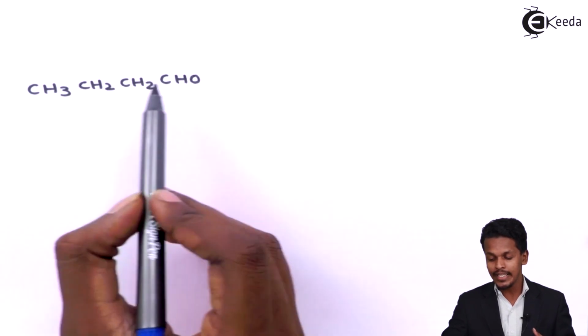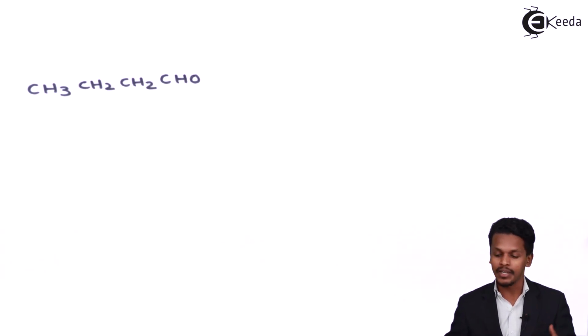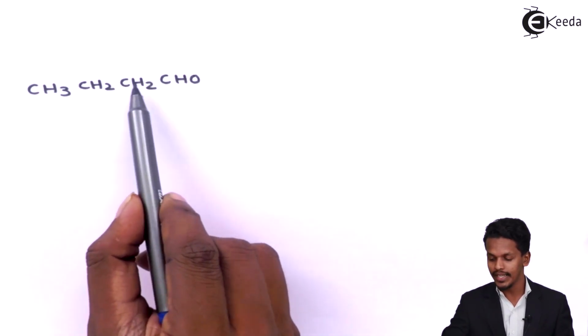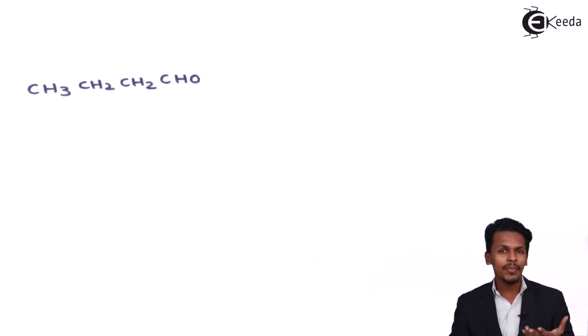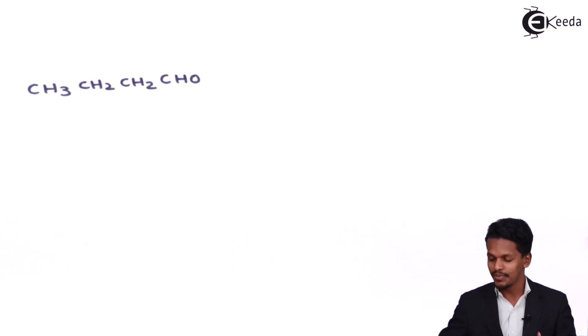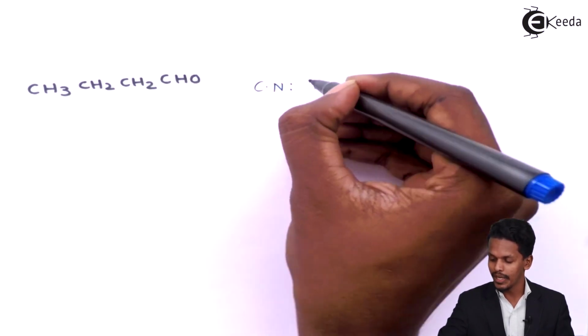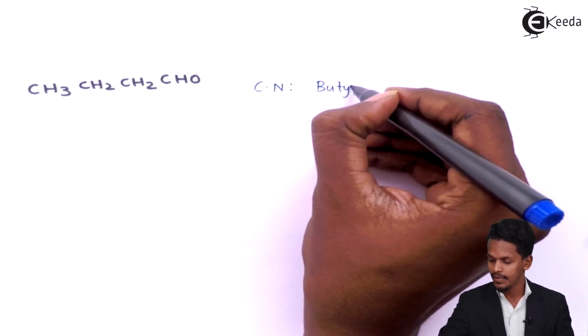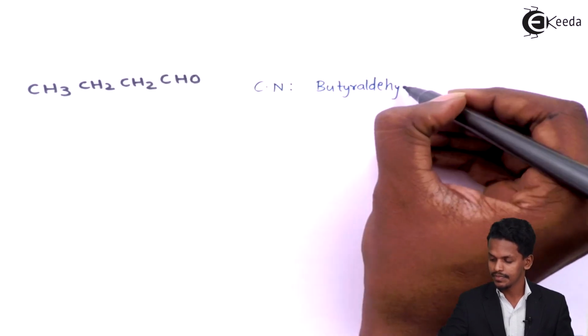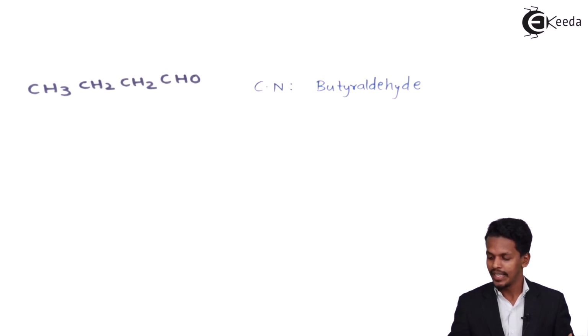Talking about this one, this consists of 4 carbon atoms, that is 1, 2, 3, and 4. The common name of this is known as butyraldehyde. I am mentioning the common name over here, and the common name is nothing but butyraldehyde. But what about the IUPAC nomenclature? For IUPAC nomenclature we have to follow certain rules that we have discussed in the previous points.